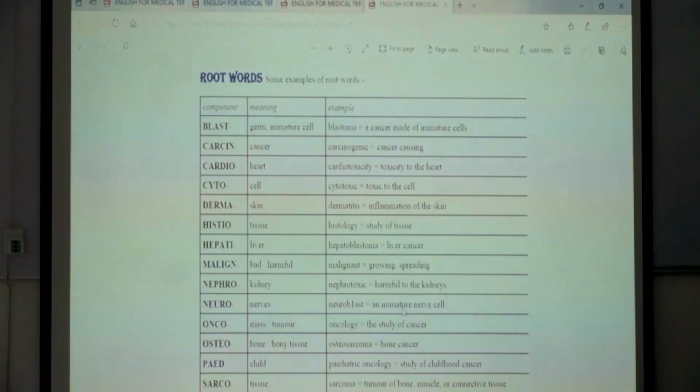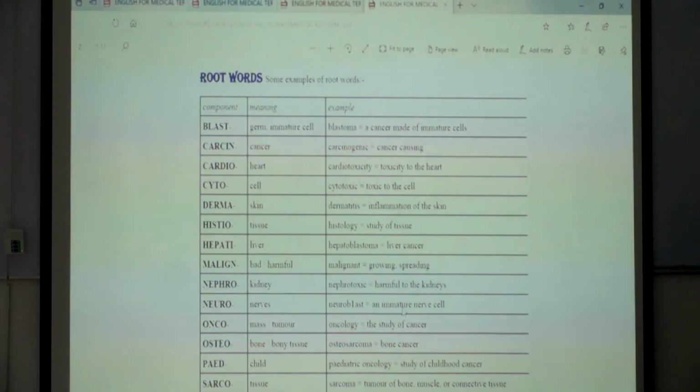Histology, histoblastoma, histology. Hist is the root, logy the suffix, meaning the study of tissue. Okay, hepatitis, hepatology, hepatomegaly. See, in all these the root is one root, but the application depends on the need, to use the proper term.